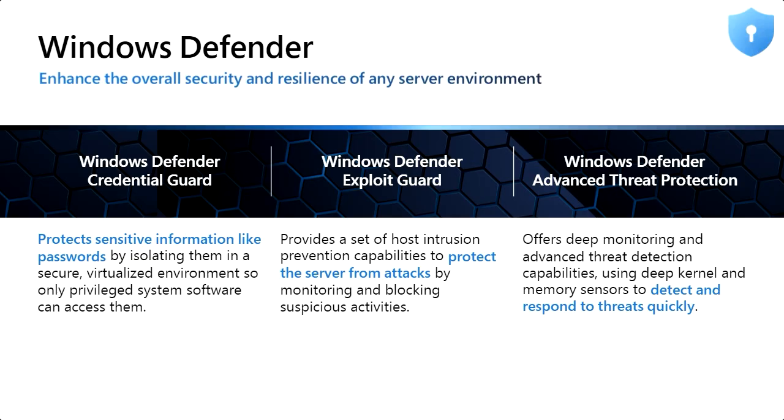So your Credential Guard is protecting those passwords, your Exploit Guard is making sure you're protected from attacks, and your Advanced Threat Protection, that's your scout. It is at the top, looking out and trying to find things before they even get there. So if we see a potential breach incoming, they're able to prepare for it, deflect it and stop it.